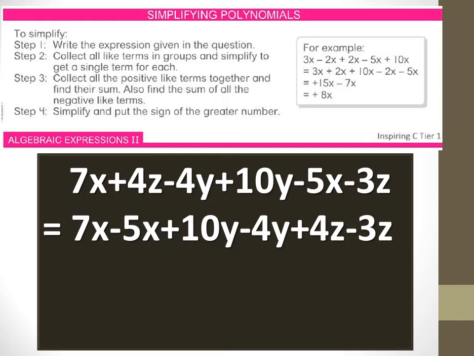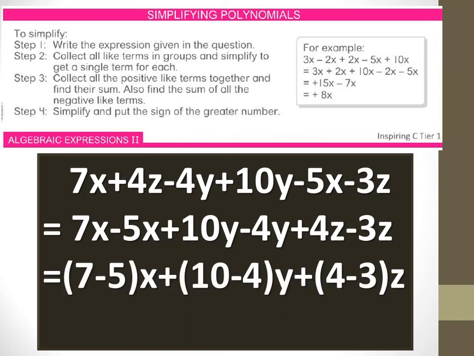Now we will calculate it separately. See, 7 minus 5 is 2x, 10 minus 4 is 6y, 4 minus 3 is z. Like this we will do the calculation and the final answer will be 2x plus 6y plus z.